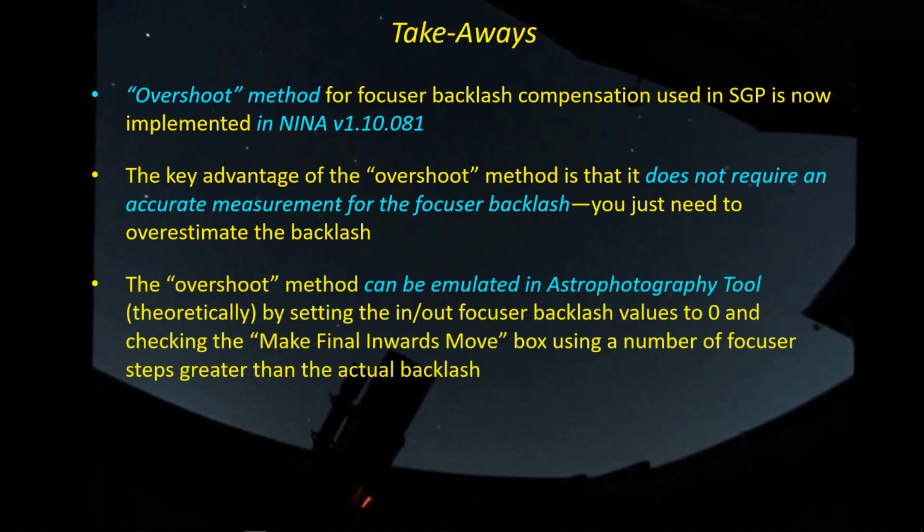Now, the overshoot method, I think, can be emulated within Astrophotography Tool by setting the in-out focuser backlash values to 0 and checking the make final inwards move box using a number of focuser steps that are greater than the actual backlash. So that large number we would use in NINA is the same number we would use here. And I think this will emulate the overshoot method. The only difference between NINA and APT is that you don't have a choice within APT whether the backlash is on the inward side or the outward side of motion, it has to be on the outward side of motion so that you're always in contact for inward motion.